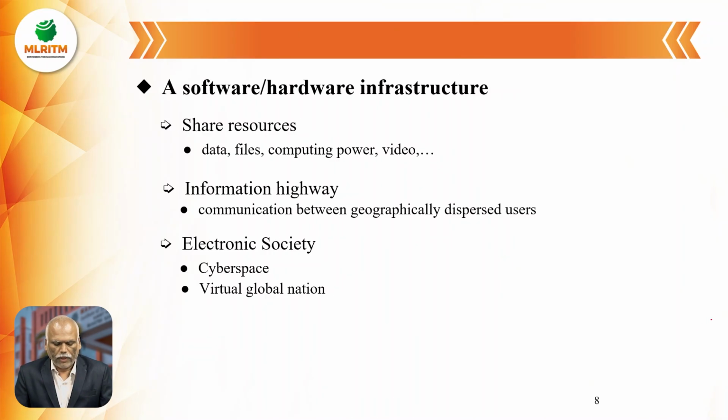Next, a software or hardware infrastructure as part of computer networks. There are shared resources: data, files, computing power, video, audio, all part of sharing information between the devices in the network. Next is the information highway, communication between geographically dispersed users. Then the electronic society, that is cyberspace, a virtual global nation. This is to provide the standards and protocols.